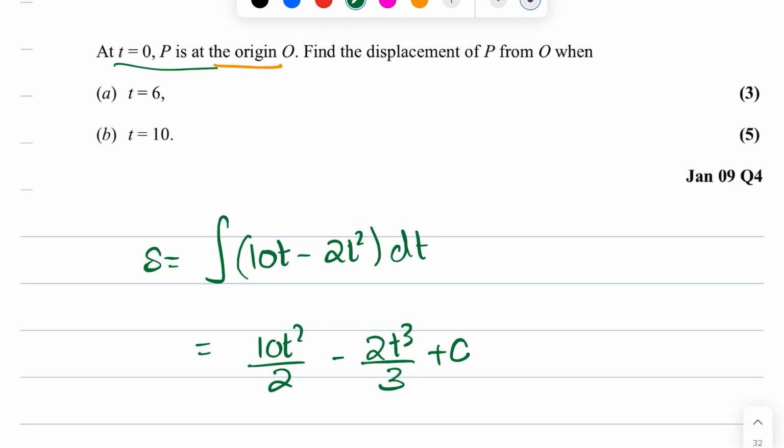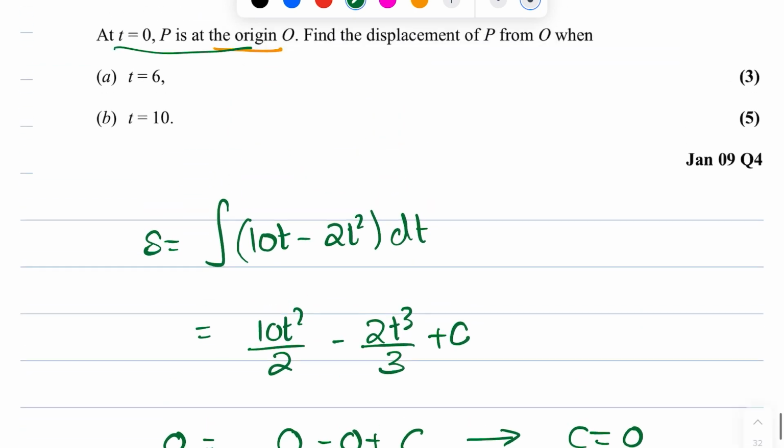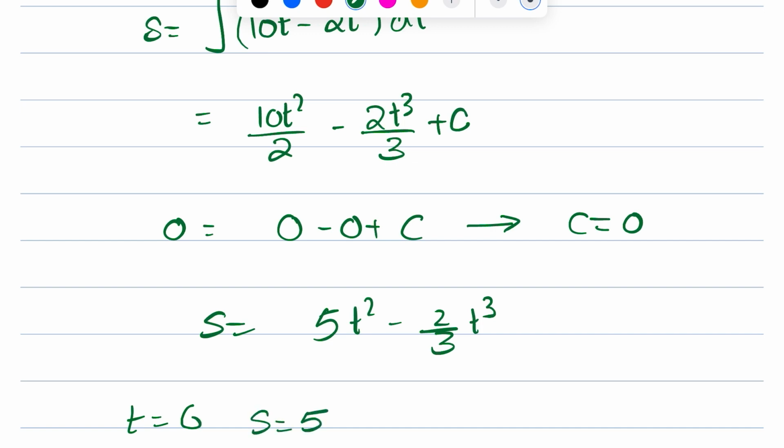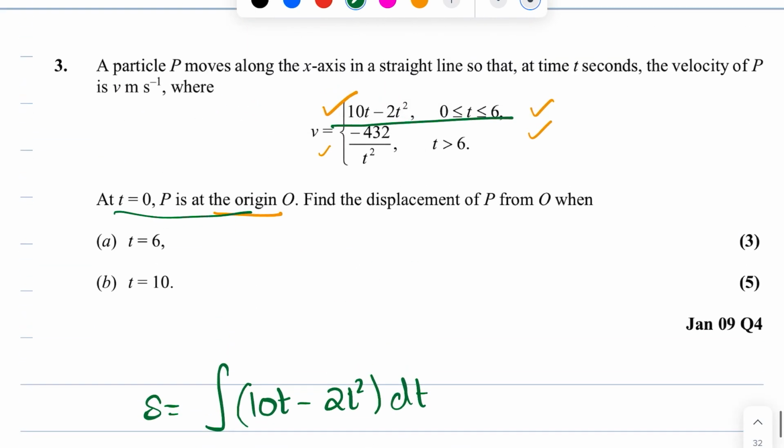So it becomes 10t square upon 2 minus 2t cube upon 3 plus c. Now at t equal to 0, s equals 0. So 0 equals 0 minus 0 plus c, which gives c equals 0. So now plug in t equals 6: s equals 5t square minus 2 upon 3 t cube plus c, and c was 0. So at t equals 6, it becomes 5 times 6 square minus 2 upon 3 times 6 cube, which becomes 36 meters. That's going to be the answer.